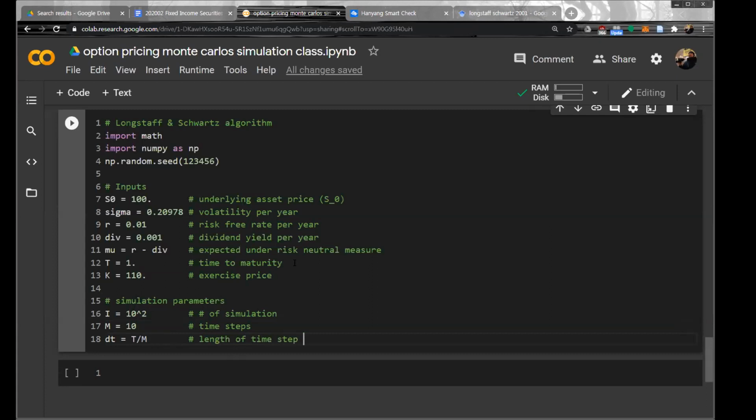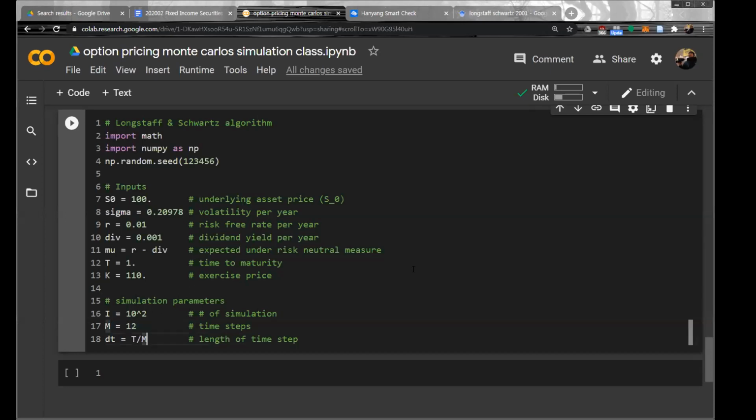Okay, so let's say M is 12. T, the time to maturity, is 1 year. So M is 12, so basically here the time step is 1 month. So I simulate the stock price for a series of months for the next 12 months.